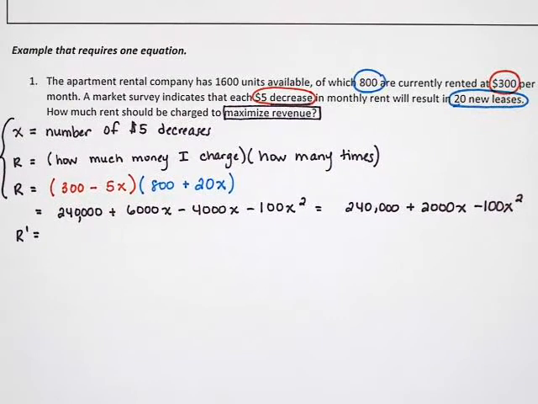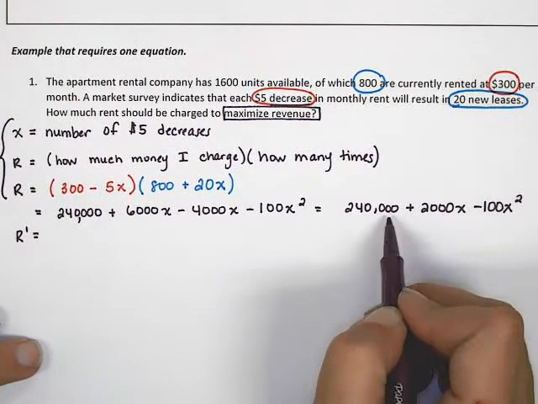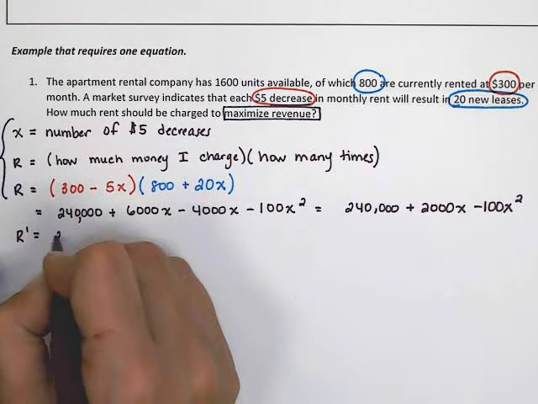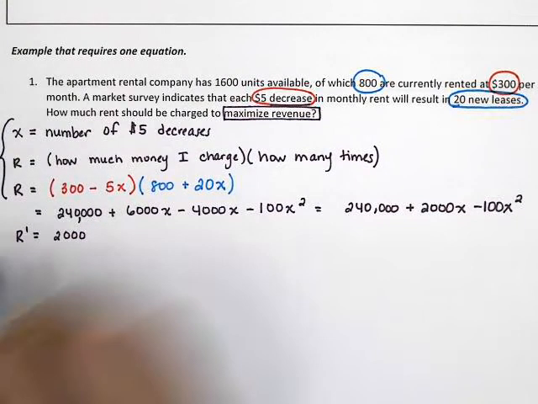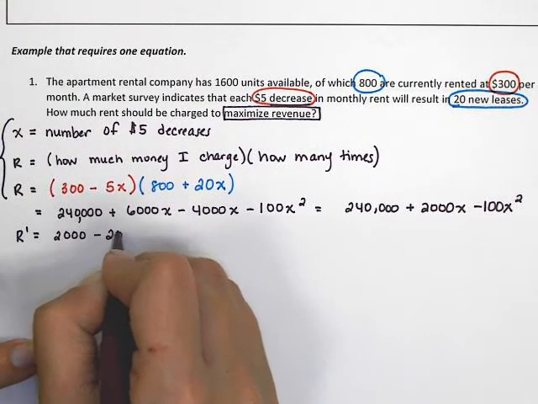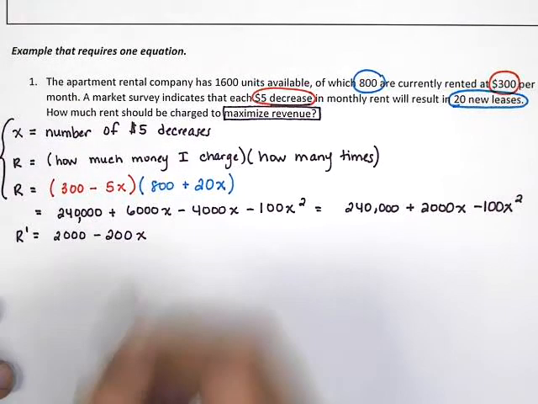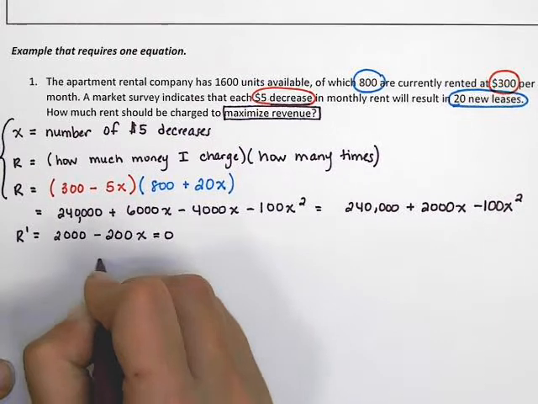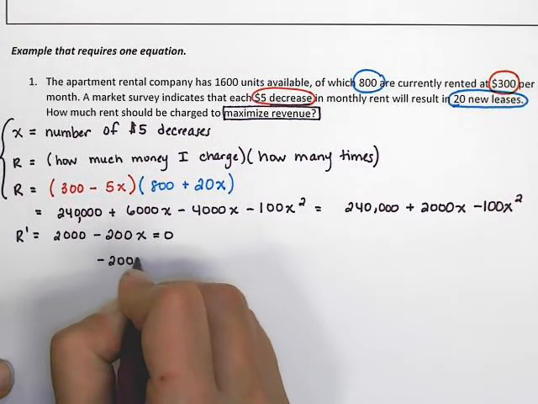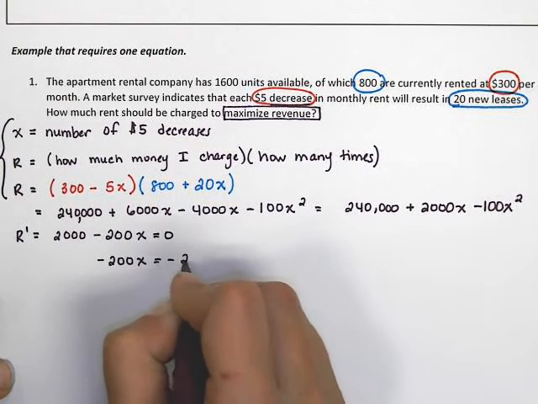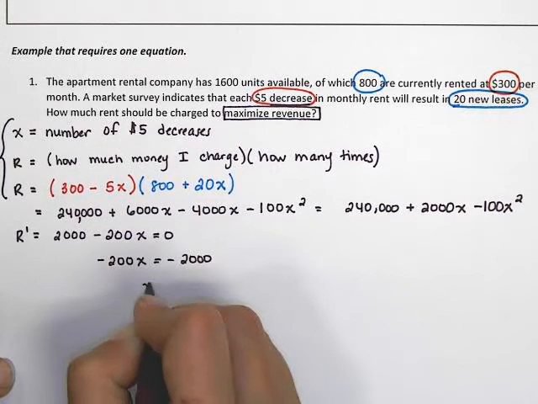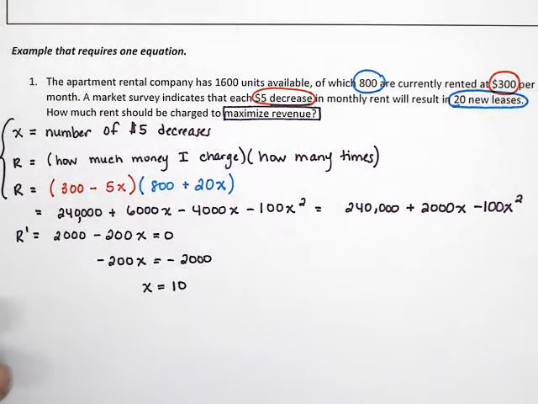As soon as I have that simplified equation, it makes taking the derivative a little bit easier. The derivative of a number is 0. The derivative of 2,000x is just 2,000, minus 200x. Next, I'm going to make the derivative equal to 0. So I'm going to have negative 200x equals negative 2,000. And then when I divide, I get 10.